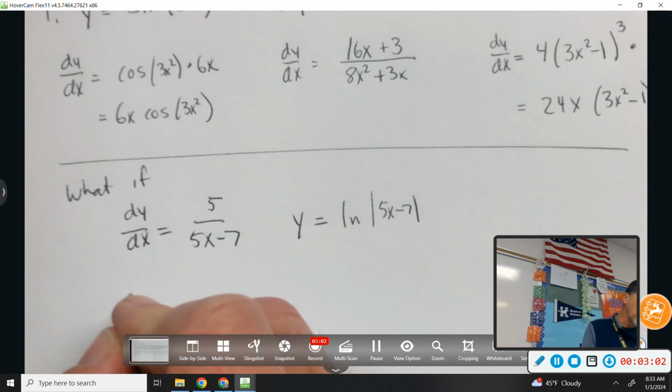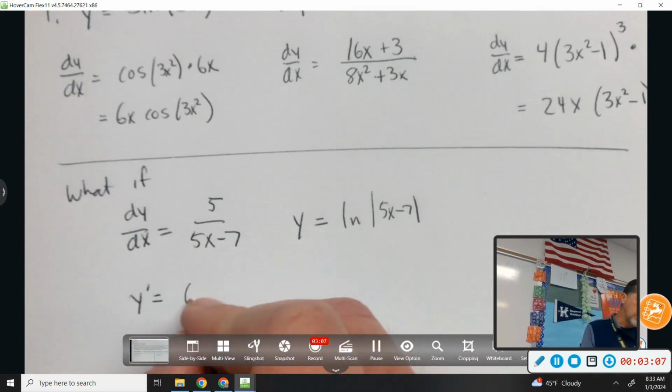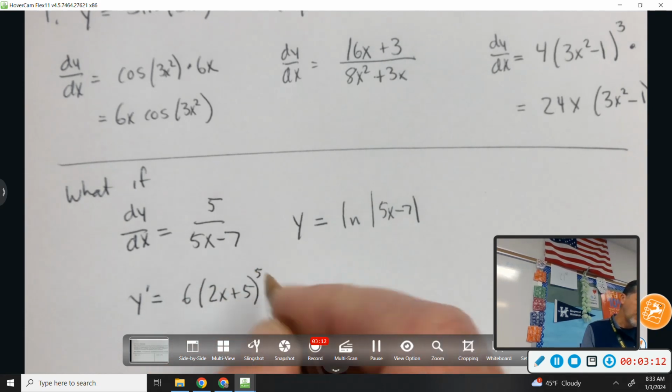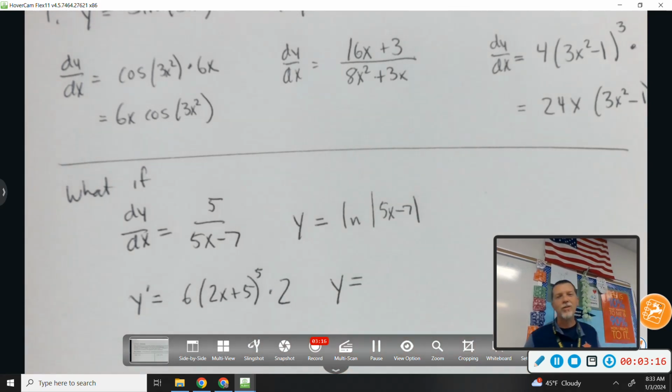Well, let's do one more of those. This thinking backwards thing here. What if the derivative was 6 times 2x plus 5 to the 5th times 2? I sort of wrote it to hopefully make the going backwards thing easier. Can you figure out what the antiderivative would be, what y would be, so that it would have this derivative?